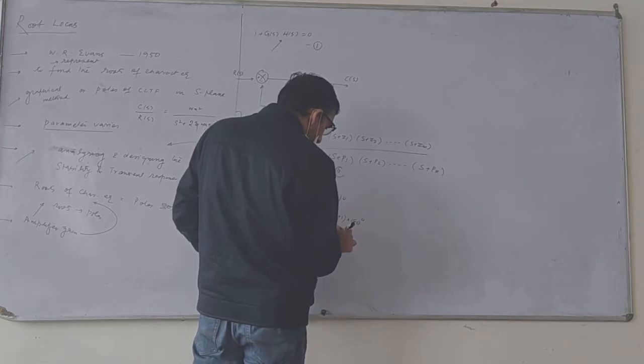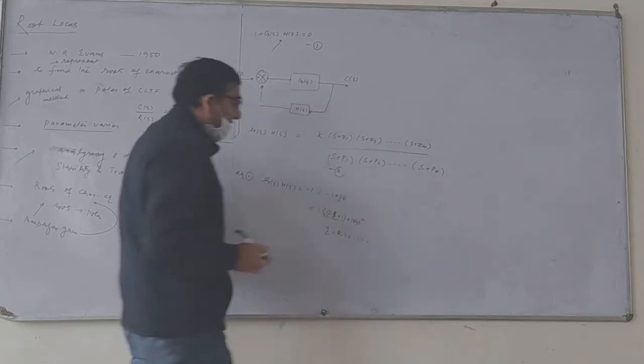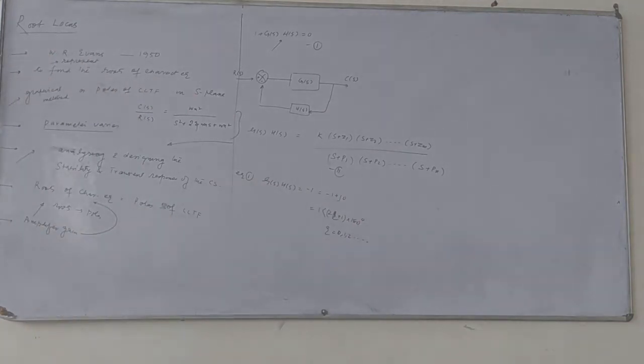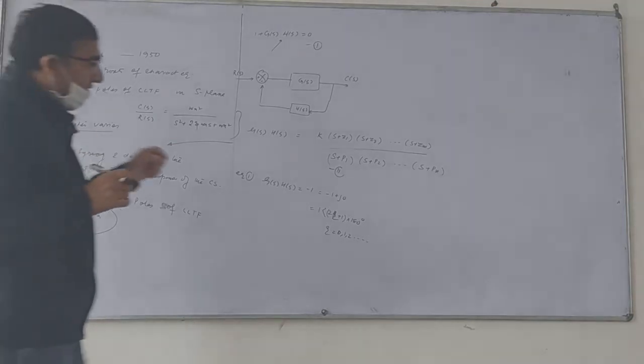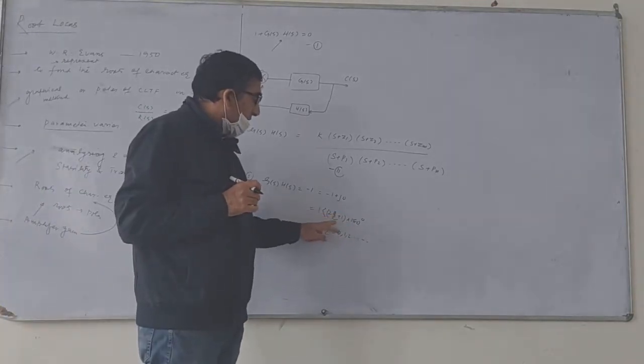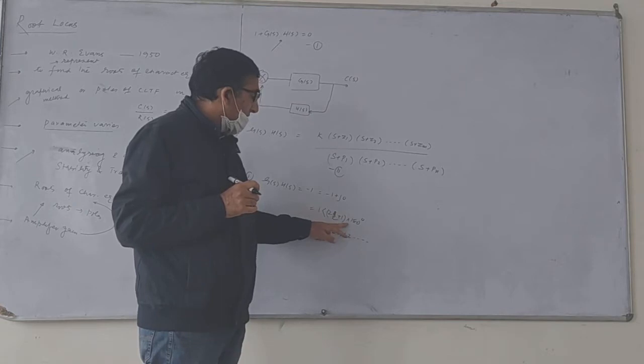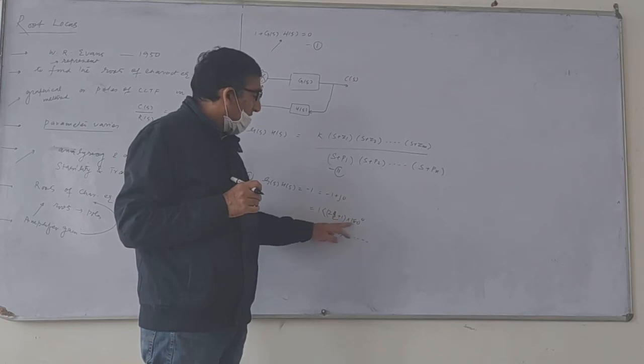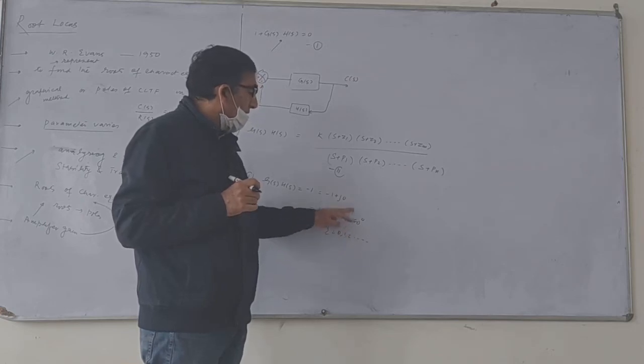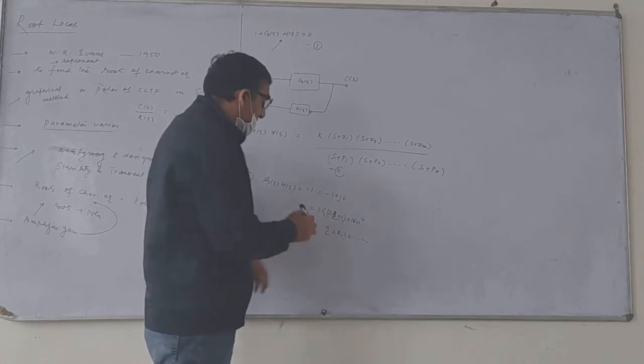Or I can represent this minus 1 plus j0 by 1 at a magnitude of 1. Then the angle will be (2q plus 1) multiplied by 180. See, if you put q equal to 0, this will come to be 180. Fine, this is 180. If you put it 1, this is 3, 3 into 180, you get thrice rotation. We will see this later on.